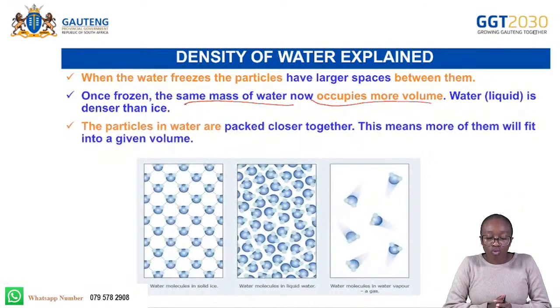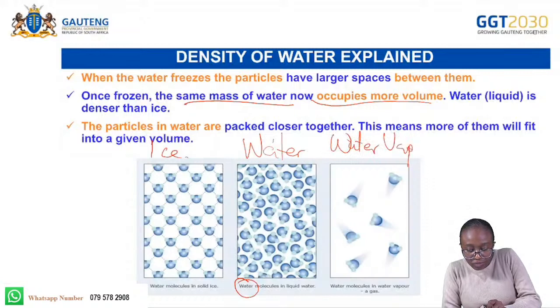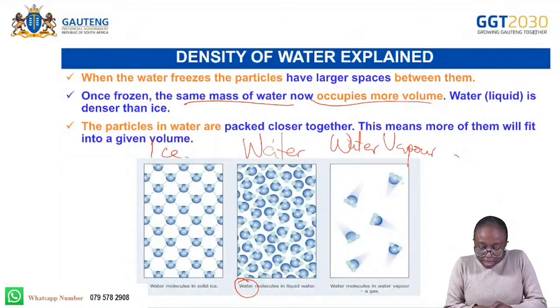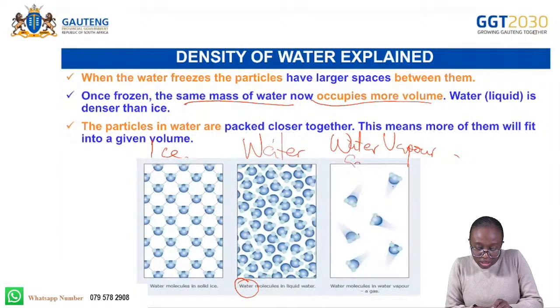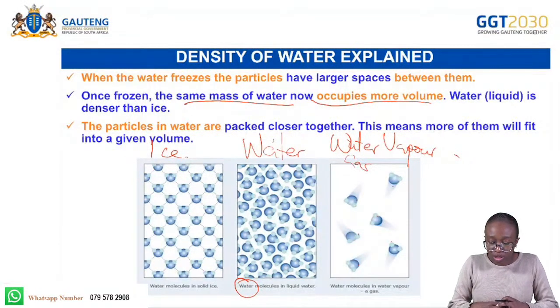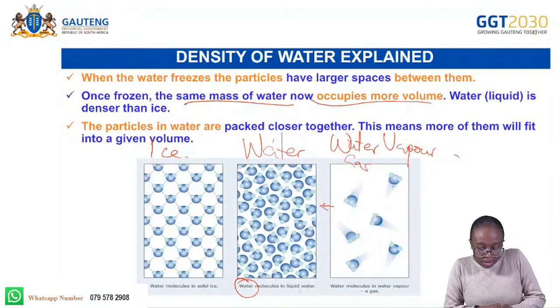Now, in the middle here, this is where we have water, as labeled down here, then we've got ice, and then we've got our water vapor. If you look at the spaces between the water vapor particles, they are the largest amongst the three. The molecules of the water vapor, which is the gas, have bigger spaces between them. So when this gas condenses and becomes a liquid, those spaces decrease. The spaces between the molecules decrease, and our gas condenses and turns into liquid water.